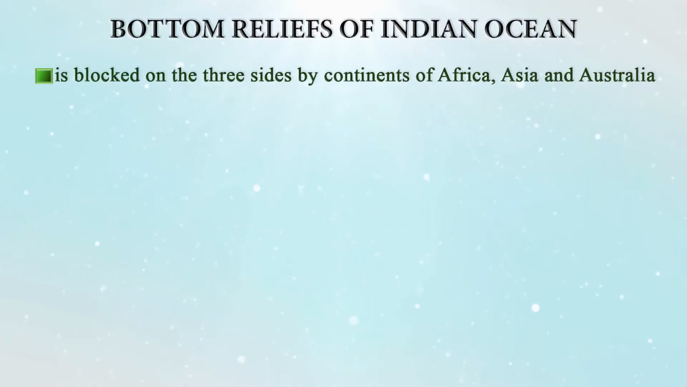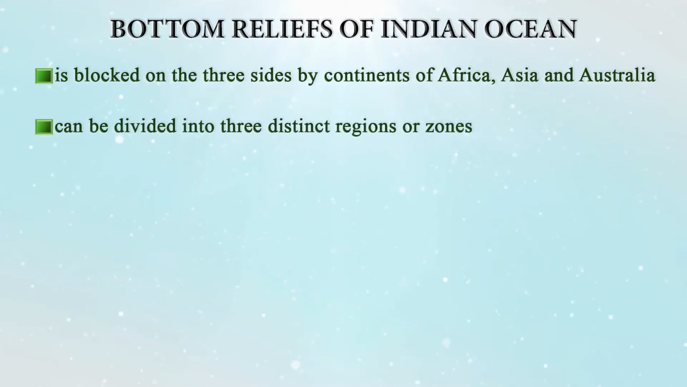Now we come to the bottom reliefs of Indian Ocean. As we have already mentioned, it is one of the youngest oceans and very complex because the northern part, eastern and western parts are blocked by continents. So it has 3 distinct regional zones.